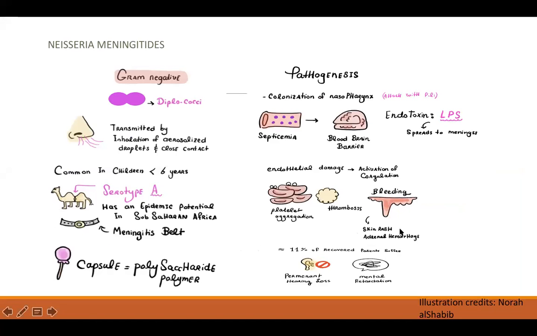تمام؟ For Neisseria it has 3 virulence factors. أولهم الكبسول هذا البوليساكرايد polymer capsule. This resists phagocytosis by the host's immune system. بعدها عندنا البيلاي which help to attach the bacteria to the nasopharynx and invade. And last but not least, we have the endotoxin which spreads to the meninges and causes all of this. Unfortunately, 11% of recovered patients will suffer from permanent hearing loss and mental retardation.